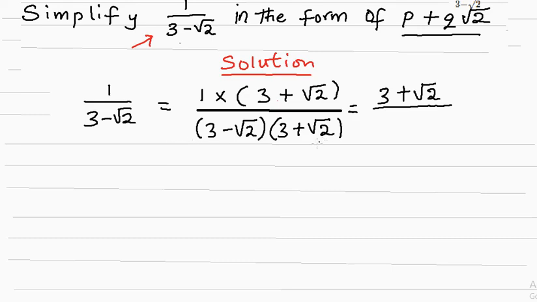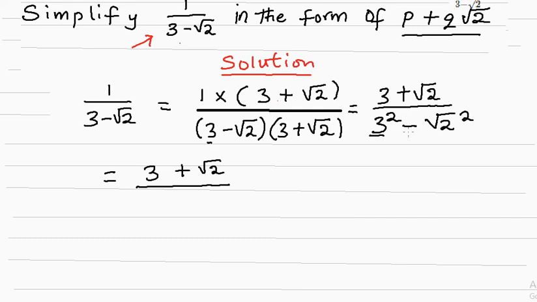Expanding this is very easy. All you need to do is take the very first value, square it, then bring minus, then square the second value, the square root of 2 squared. Now let's do that. So this is going to be 3 plus root 2, divided by the square of 3, which is 9, minus the square root of 2 squared. 2 squared is 4, the square root of 4 is 2.